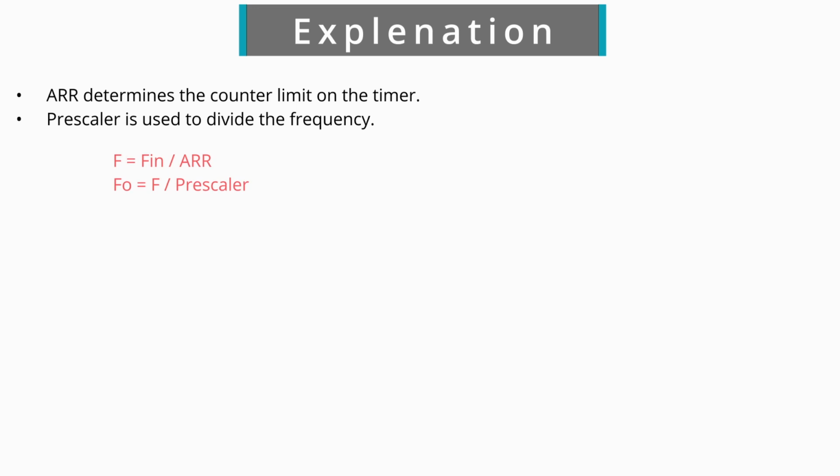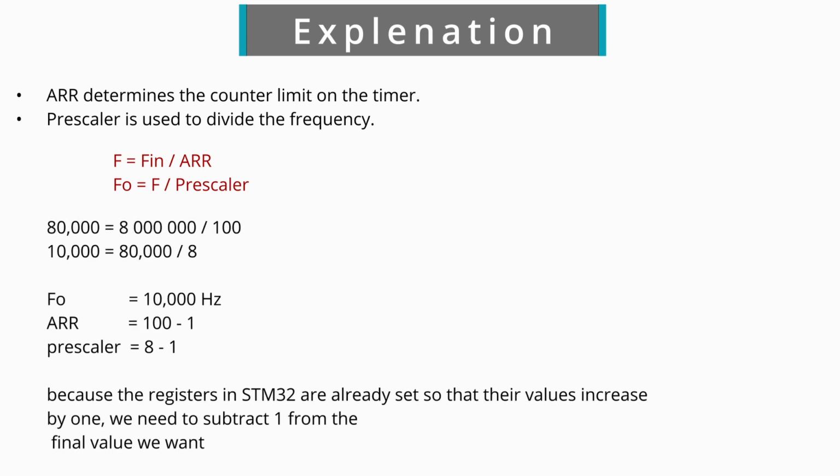So if we follow this equation, first by dividing the frequency by ARR and then dividing it again by the prescaler, we can get a frequency around 10 kilohertz. But because the registers in STM32 are already set to their values increased by 1, we need to subtract 1 from the final value we want.